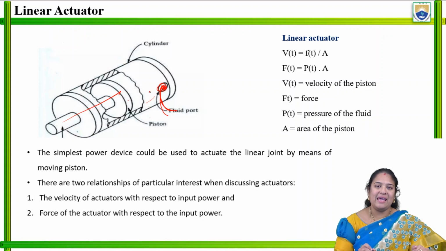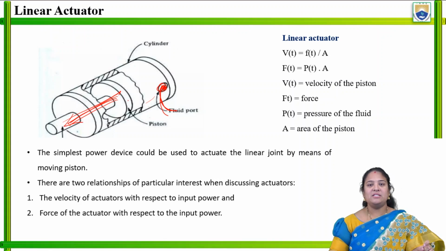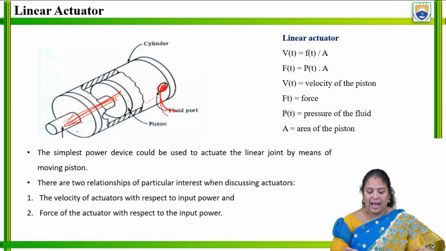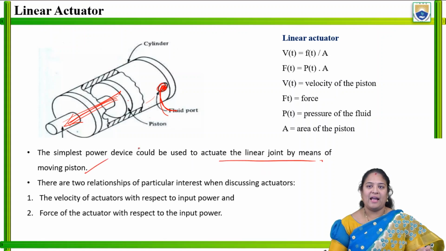Now, as air enters the cylinder and starts compressing, there will be movement of the piston in the forward and backward direction, right? That is the simplest power device which could be used to actuate a linear joint by the movement of the piston, and it is called a linear actuator.